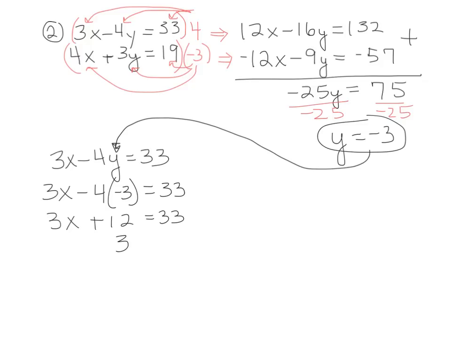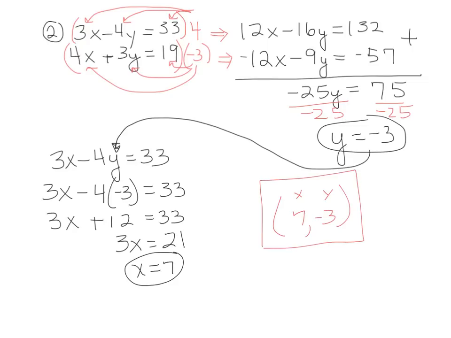Subtracting 12 from both sides, that would give you 21. And then divide both sides by 3, the x coordinate would be 7. So my solution is, remember, x comes first, then y. So my solution would be 7, comma, negative 3. And that would be the point of intersection.